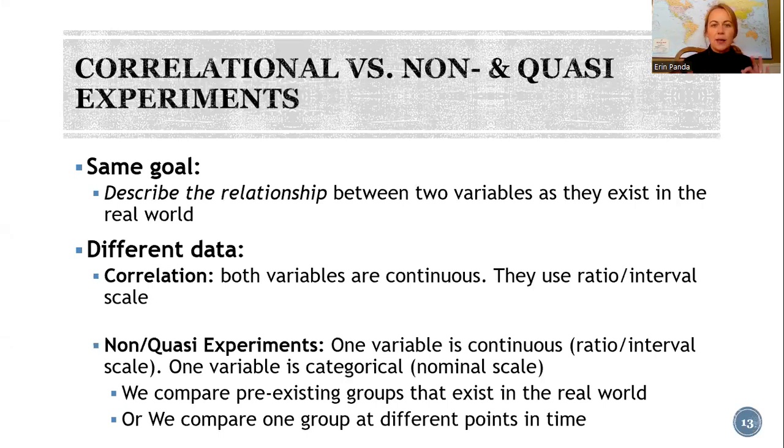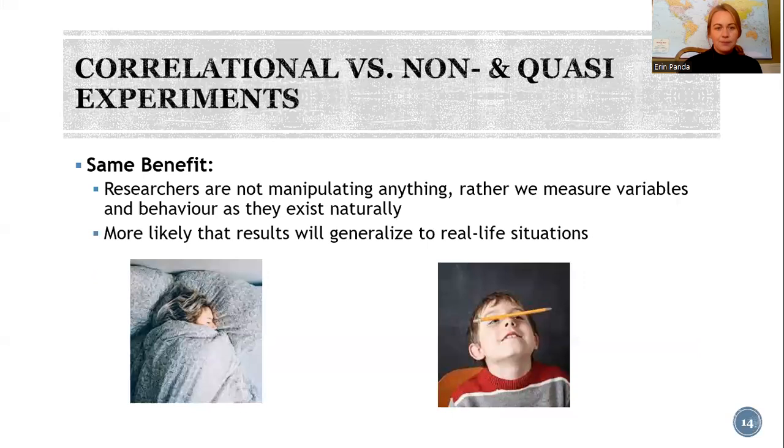So in a non-experiment or a quasi-experiment, we're either comparing two or more groups as they exist in the real world, or as we'll talk about in the next video, we can also compare one group at different points in time. Looking at the difference between correlations and non-experiments, they have the same benefit. Because we're not manipulating anything as researchers, rather we're measuring variables and behavior as they exist naturally, it is more likely that the results we get from this study are going to generalize to people in real life situations.